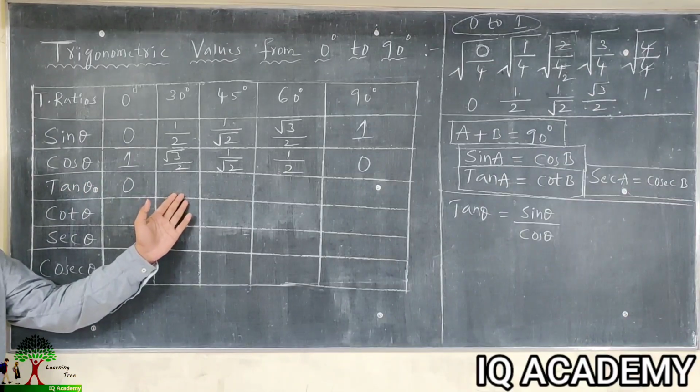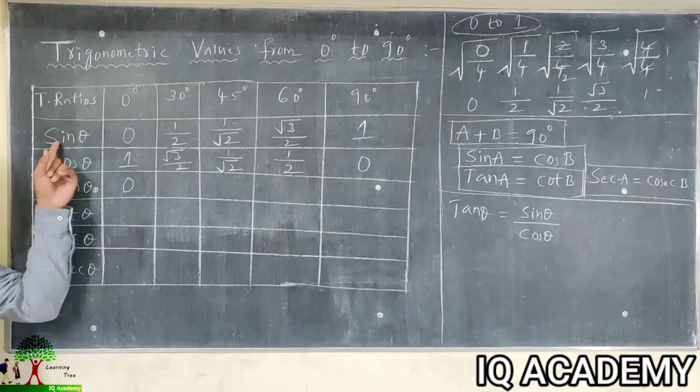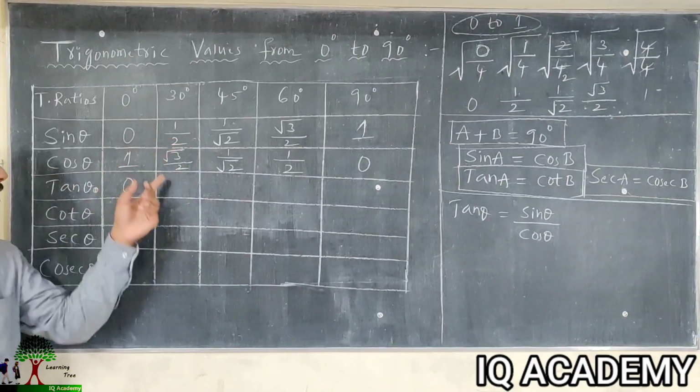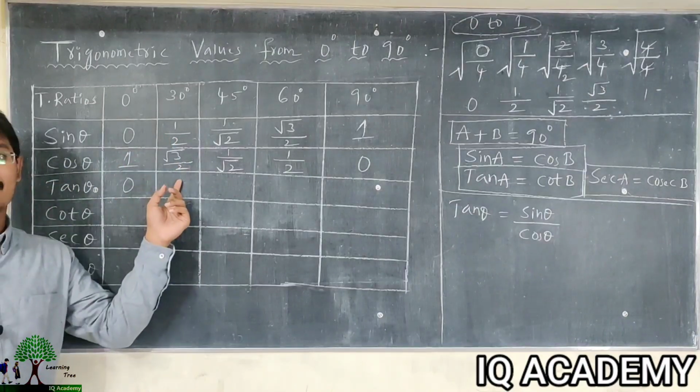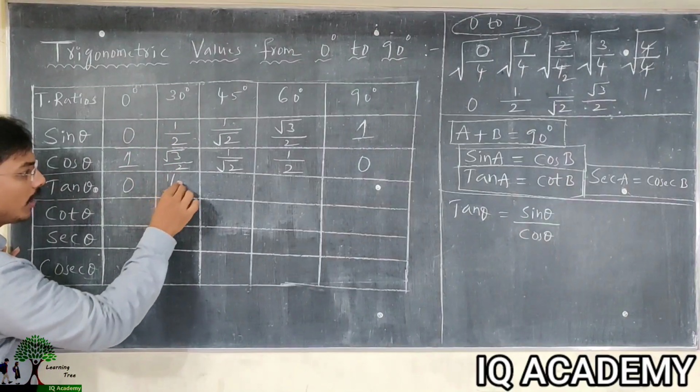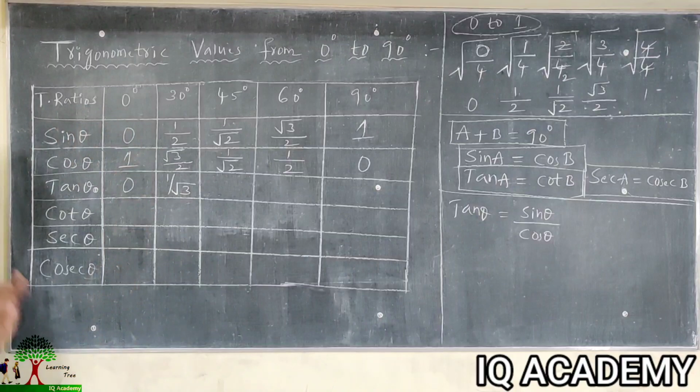You want tan 30. That is sin 30 divided by cos 30. 1 divided by 2 divided by root 3 by 2. The 2 gets cancelled. The remaining part will be numerator part 1 divided by square root of 3. So tan 30 is 1 divided by root 3.